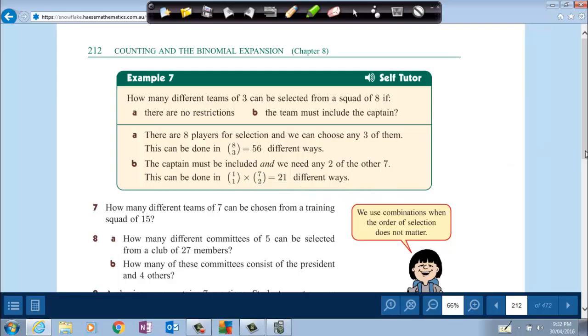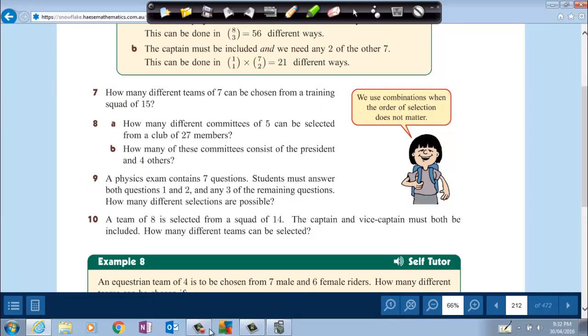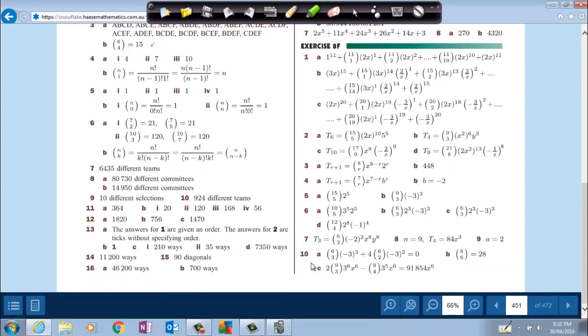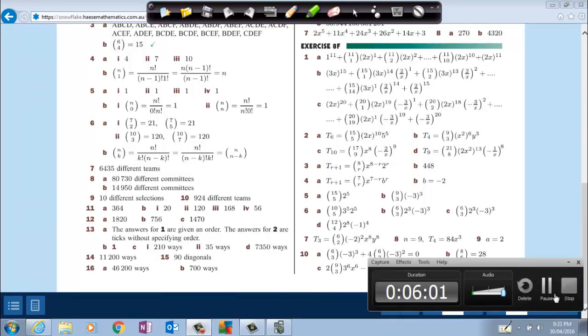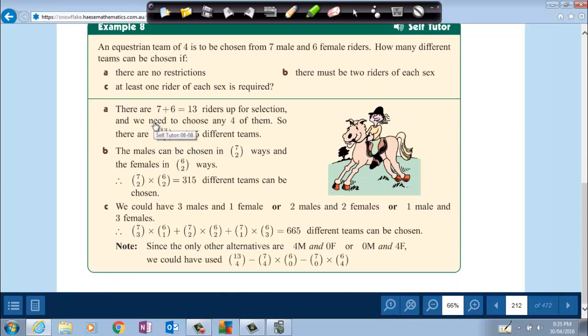So you could try 7 to 10. And here are the answers, 7, 8, 9 and 10. Now we move on past question 10. Let's see this worked example first of all.